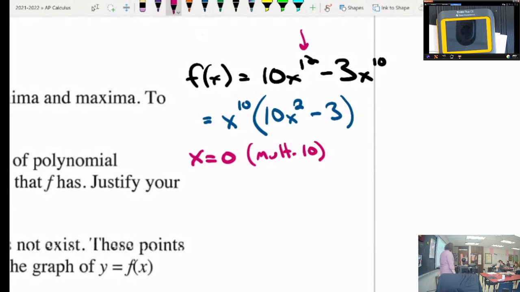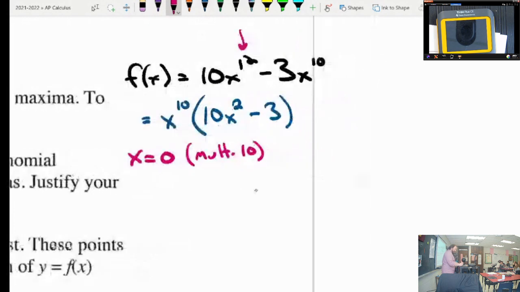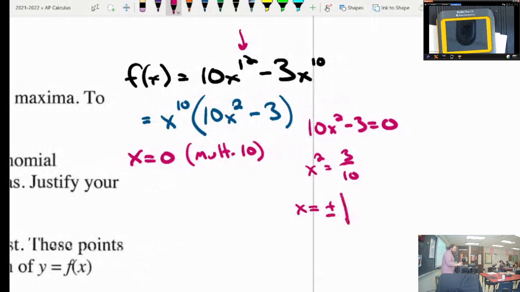The other two: if you were to set 10x squared minus 3 equal to 0, you would get x squared equals 3 over 10, and so it would be plus and minus the square root of 3/10. Not that it matters. This is not calculus. This is just algebra 2. What it means is that this graph crosses the x-axis at those three locations.